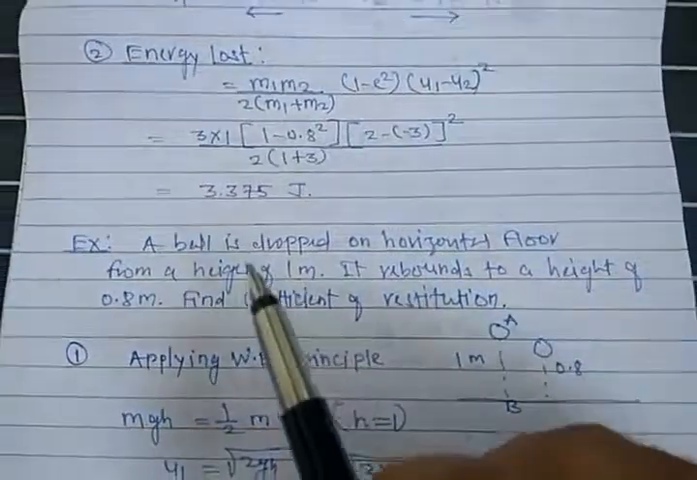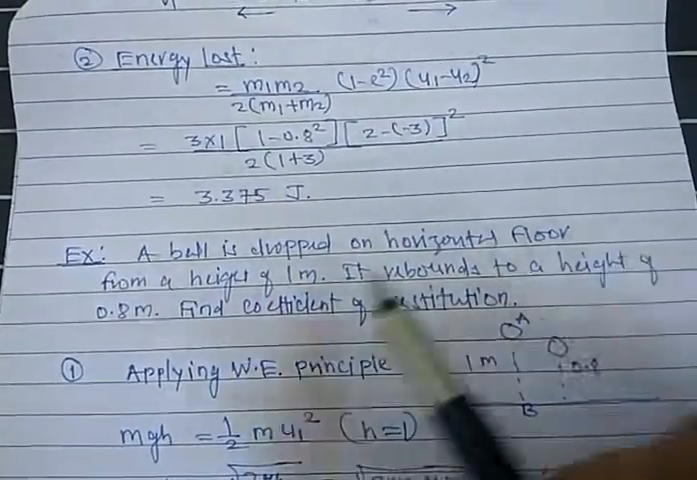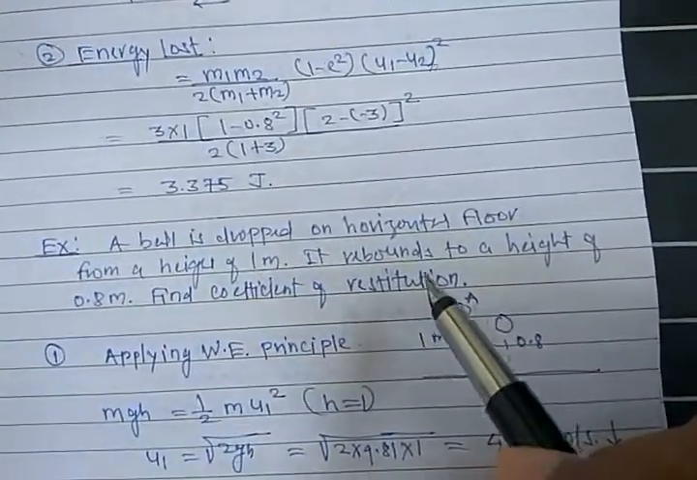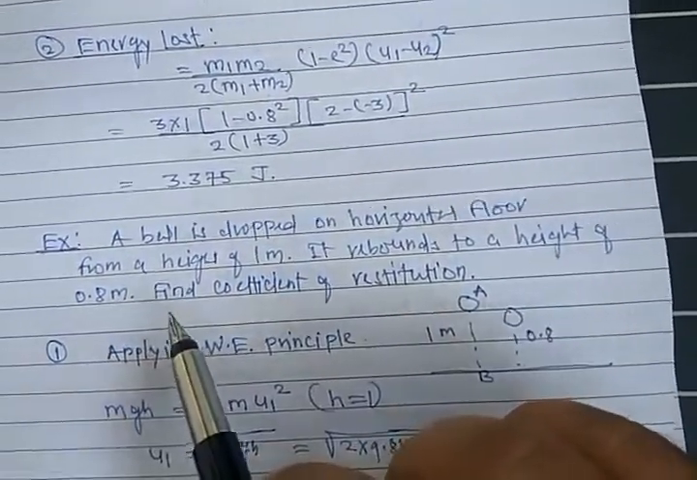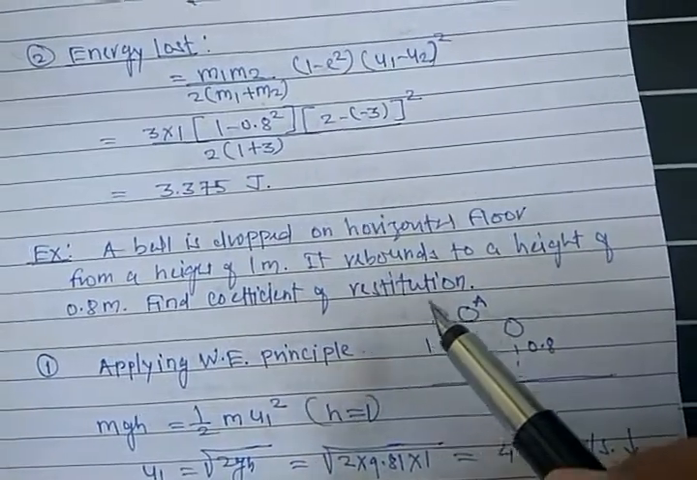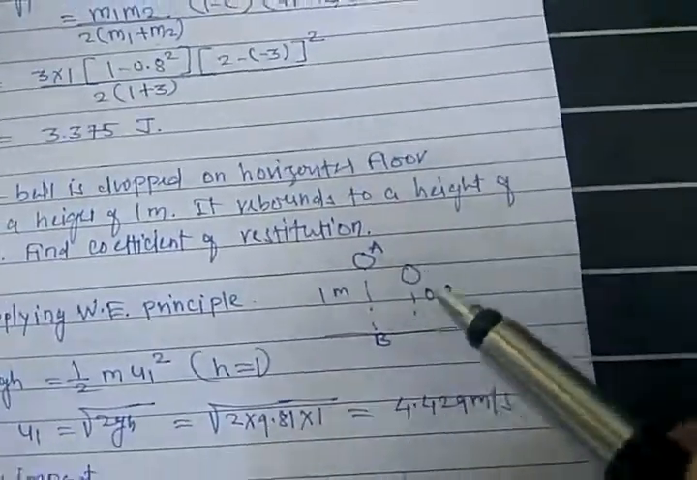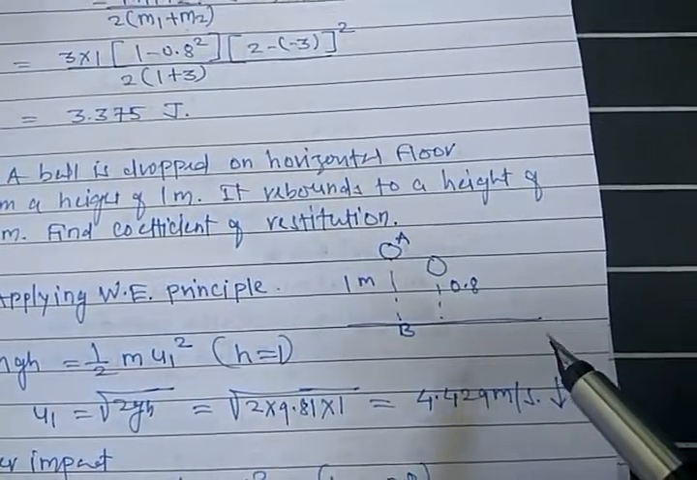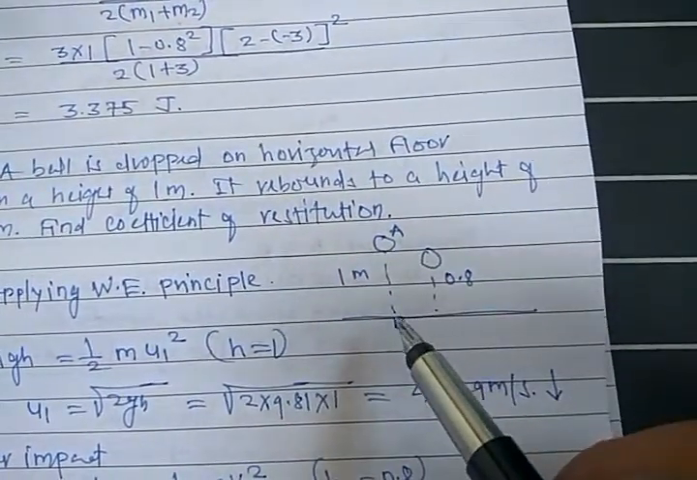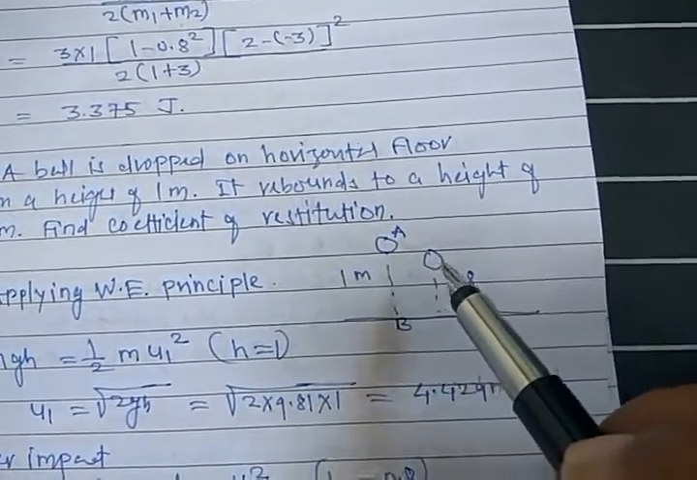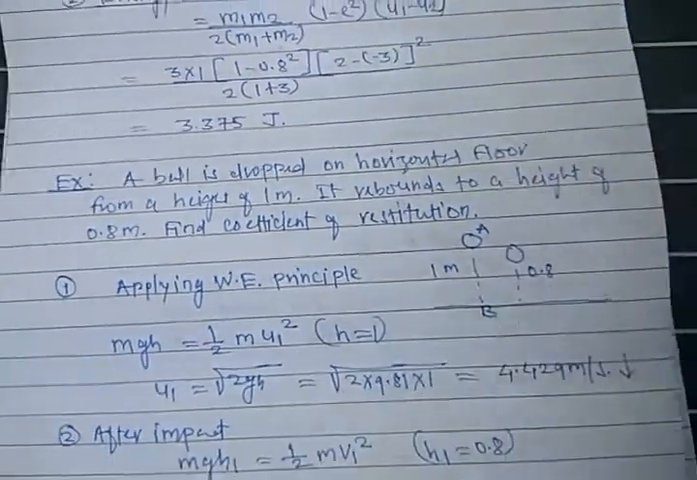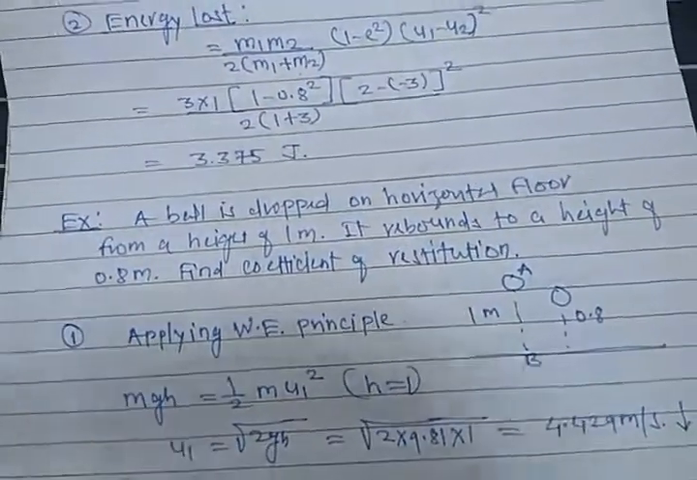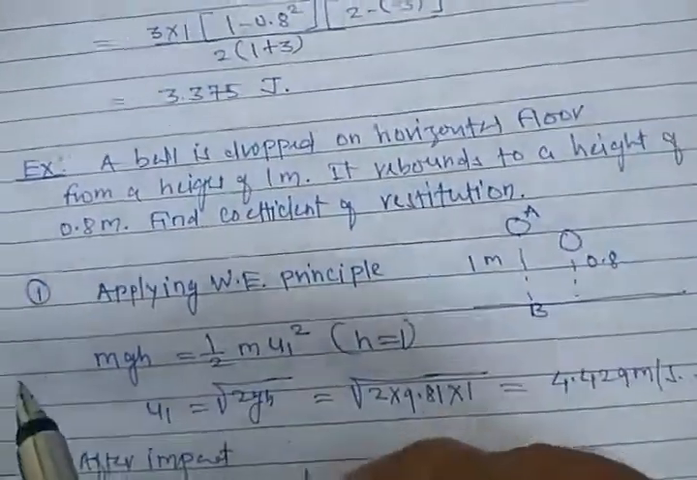A ball is dropped on a horizontal floor from a height of 1 meter, and it rebounds to a height of 0.8 meter. Find the coefficient of restitution. Simple figure: a surface like this or ground, a ball is dropped from 1 meter, it strikes the ground and rebounds to a height of 0.8 meter. We are asked to find the coefficient of restitution. Okay, so we proceed like this.